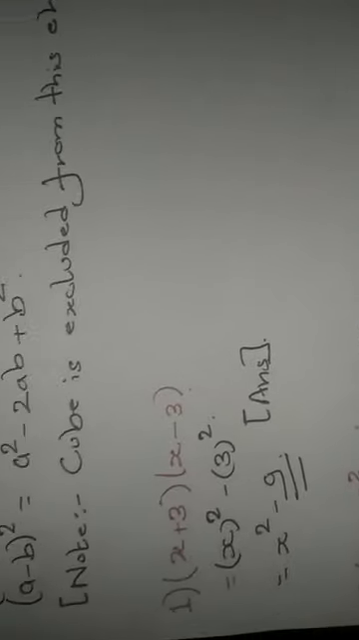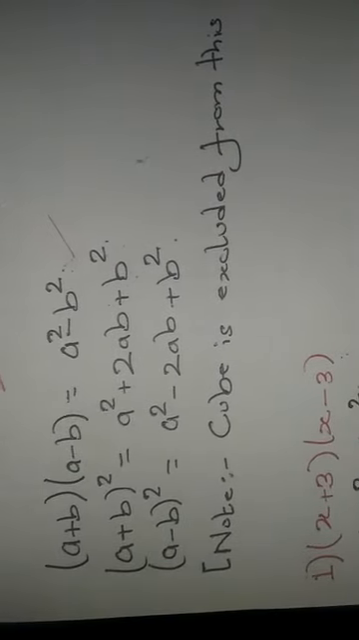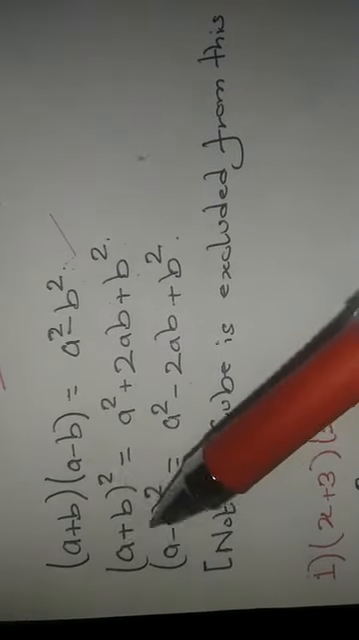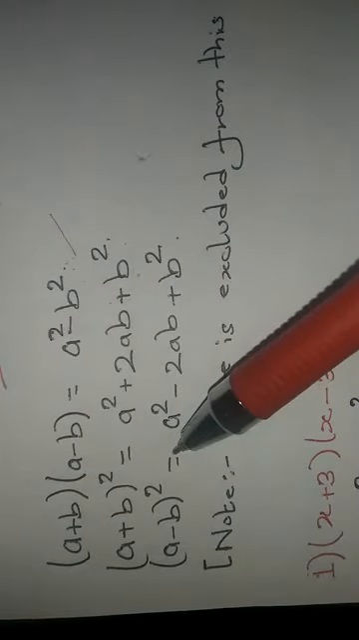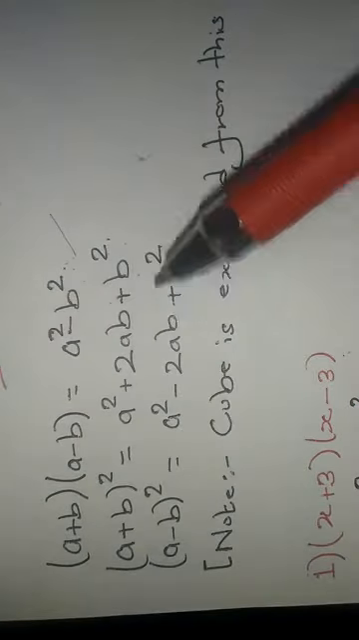Do remember these formulas: (a + b)(a - b) = a² - b², and (a + b)² = a² + 2ab + b², and (a - b)² = a² - 2ab + b².